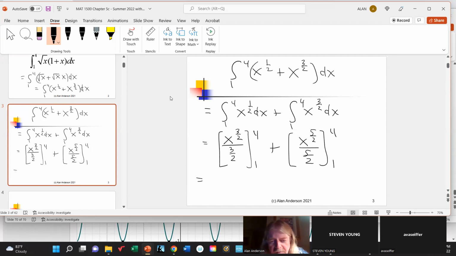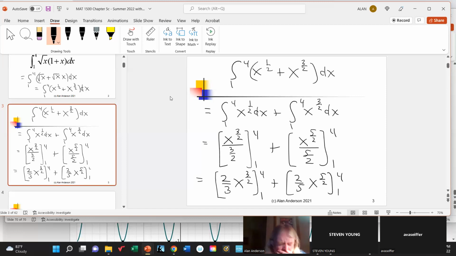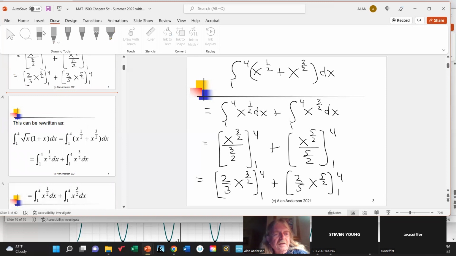So why don't we simplify this a little? It's kind of awkward to be dividing by a ratio like that, so we'll rewrite it. Remember, when you divide by 3/2, it's the same thing as multiplying by the inverse of the 3/2, which is 2/3. And now here we do the same thing. So now it's just a question of plugging in the 4 and the 1. Okay, so let's do that.